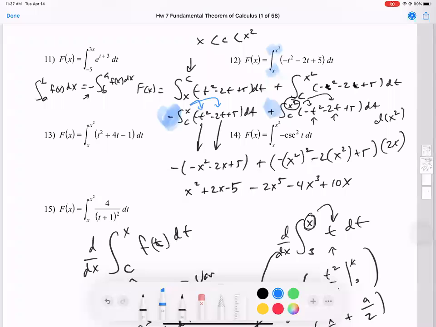When it comes to doing the fundamental theorem of calculus, it's actually very easy to apply. It's just getting your mind around it, and remembering that if it's not a nice clean x, you have to multiply by that chain rule.